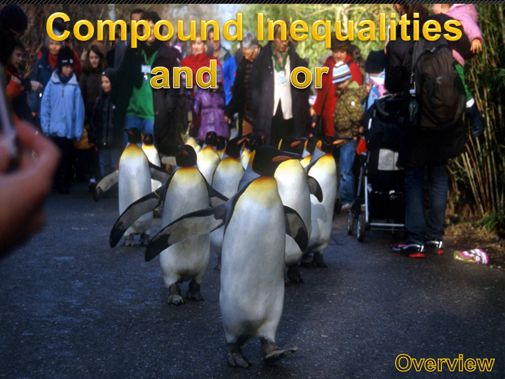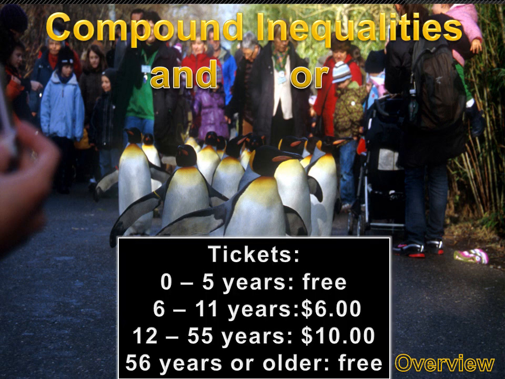Let's say we want to buy tickets to the zoo. And prices for tickets are per this price schedule. If you're 0 to 5 years old, it's free. 6 to 11 years old, it costs you $6 for a ticket. 12 to 55, the tickets are $10. And if you're 56 years or older, the tickets are free.